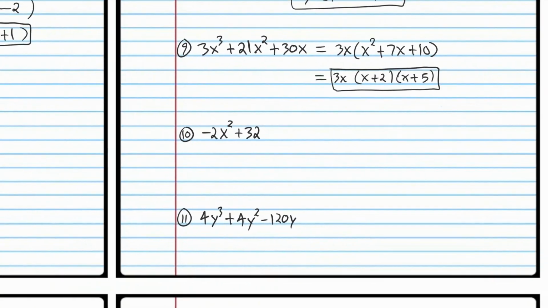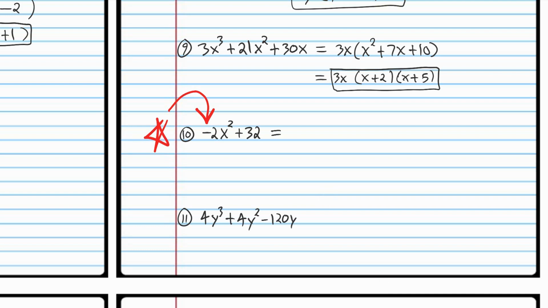So number 10 is going to be the difference of two squares, but I just want you to be aware that you have a negative on the first term. So you want to factor out a negative on this problem. And again, you can use your calculator if you think 32 is too big a number. So try number 10, and when you come back, we'll do it together.